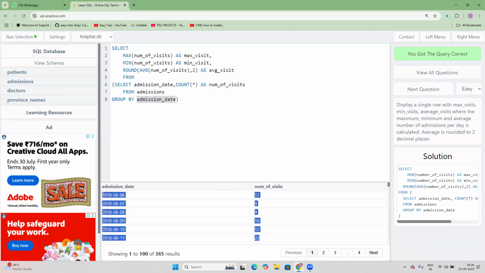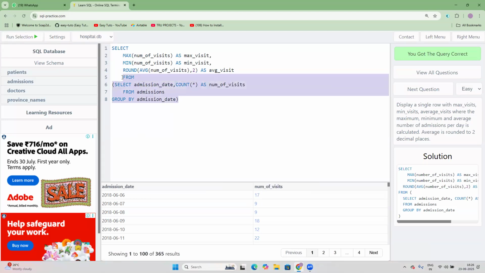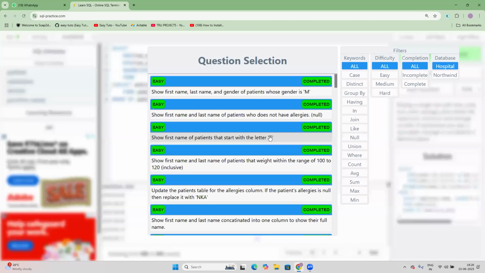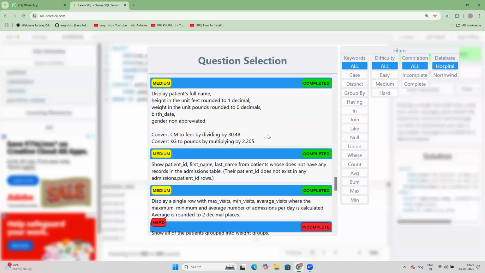So with this data as my base table, I'm running min, max, and round on the number of visits column. That's it. Okay, guys, cool. Let's move to our very first hard question.